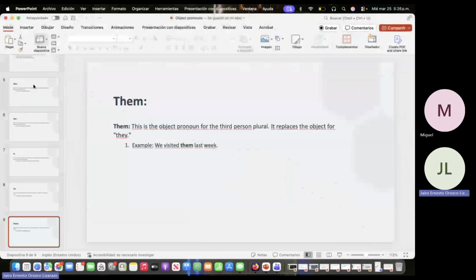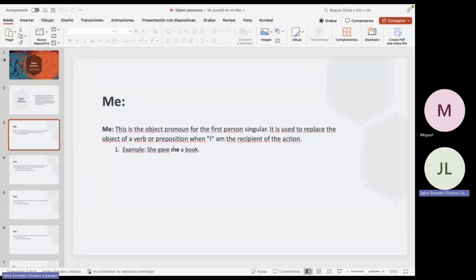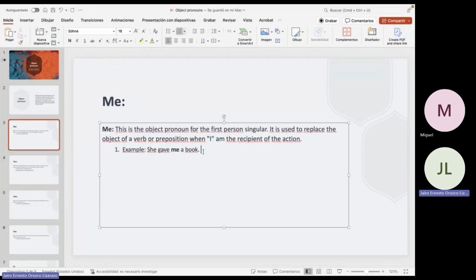Let's see more examples of that. So, for example, we have object pronouns. She gave me a book. In Spanish, ella me dio un libro, right? So what happens if we change me for te? Ella te dio un libro. So in English, she gave you a book, right? If we say ella le dio a él, a guy, a man, right? Ella le dio un libro.